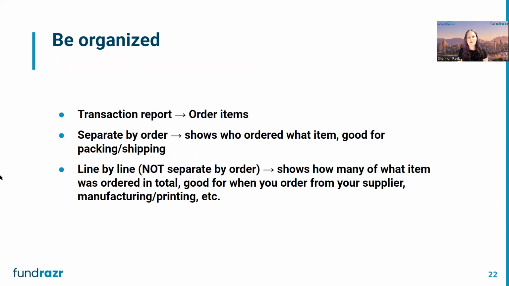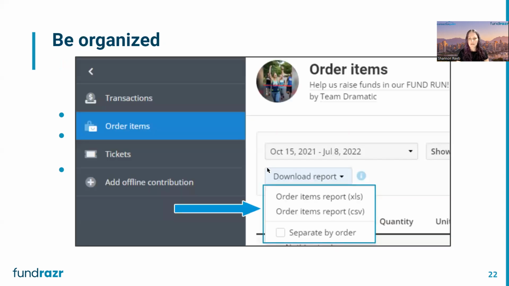And you definitely want to make sure that you are organized. I'm going to show you how to get transaction reports, which will be good for when you have to order your items, for packing and shipping as well. So you've got two options when you download a transaction report. You can separate by order or line by line. And this is what I mean.